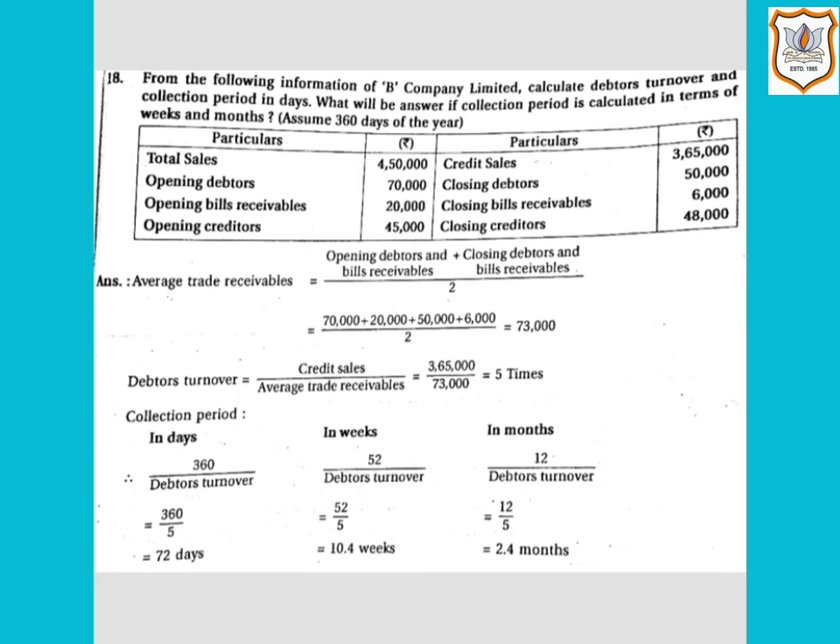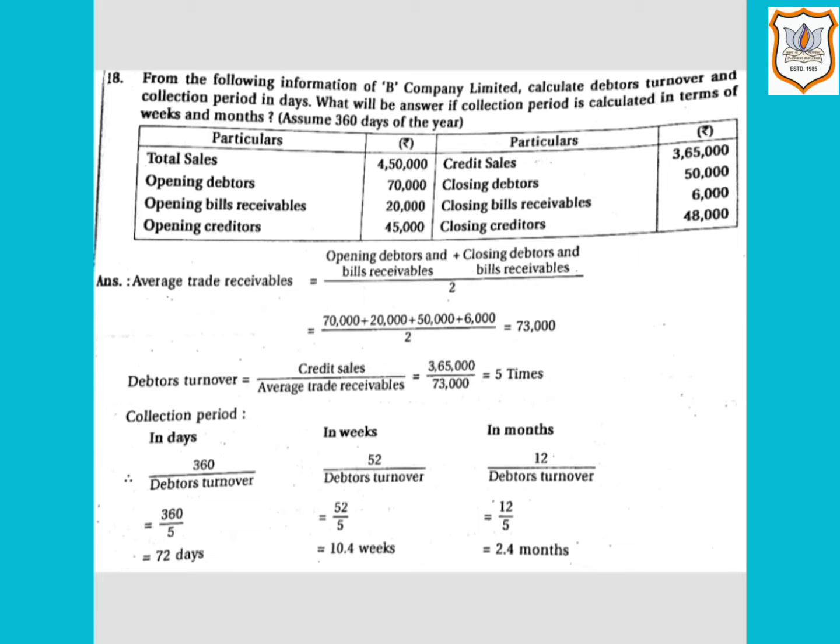Now let us do question number 18. Here is the question. From the following information of B Company Limited, calculate debtors turnover and collection period in days. What will be answer if collection period is calculated in terms of weeks and months? Assume 360 days of the year.